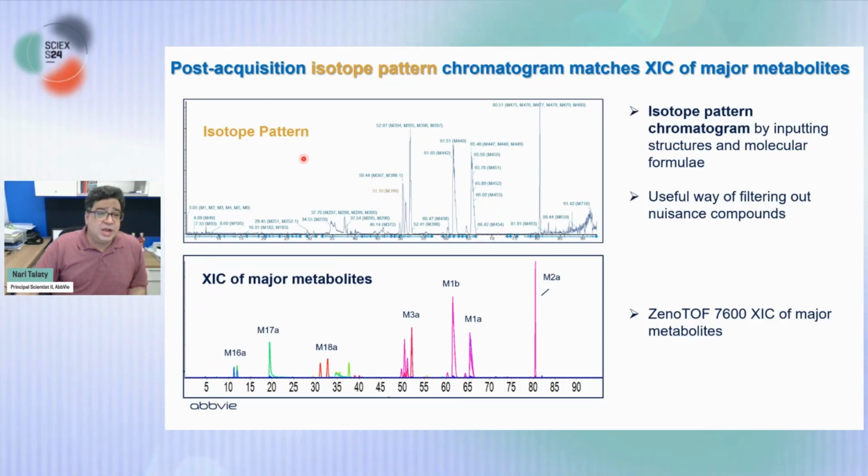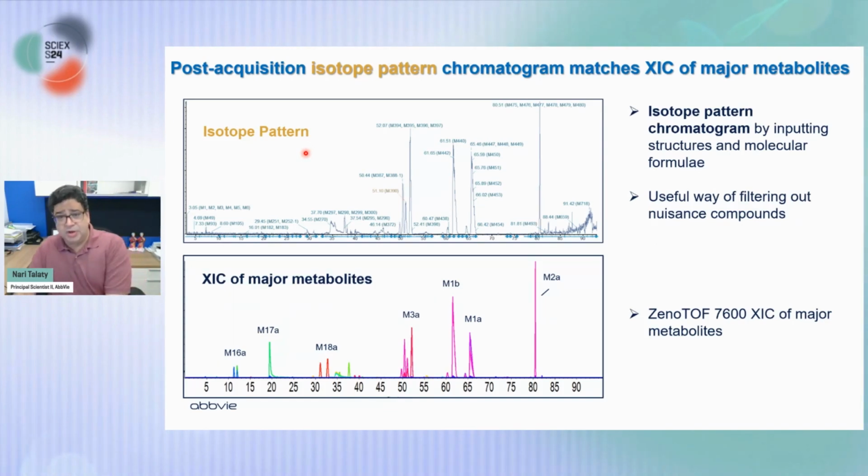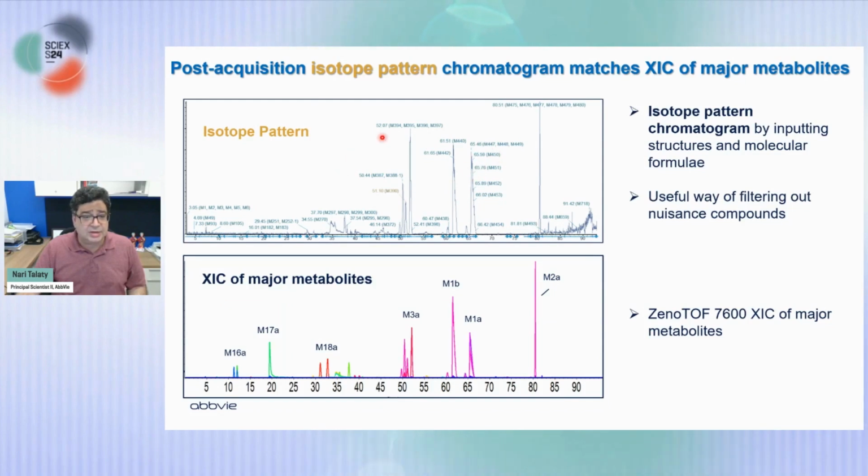So you have your isotope pattern chromatogram. You can collect data in that mode, or you can process the data in that mode. Doing this isotope pattern chromatogram will get rid of your false positives, which is why having something like this to filter your data is useful. Here again, the XIC of major metabolites is shown. This is from the ZenoTOF. This is the pre-dub data, straight off the instrument and hot off the press.